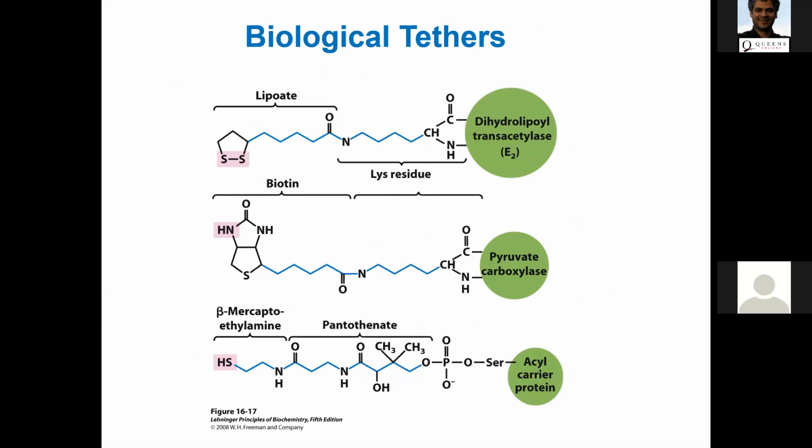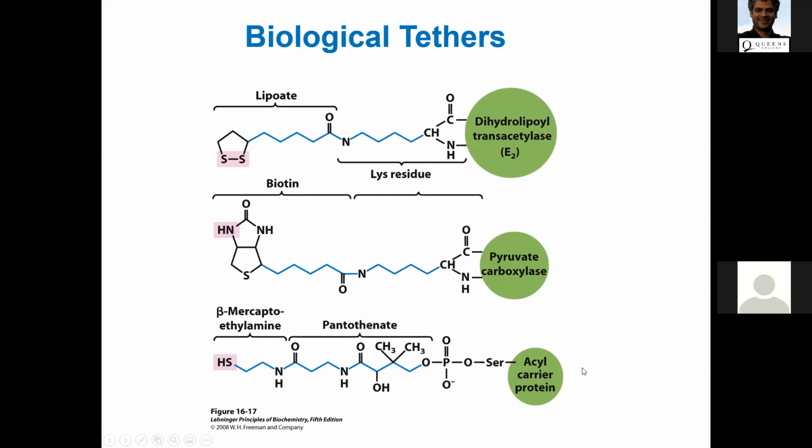Okay, so if you look here on the top, it's part of the E2 of the PDH complex, right? Dihydrolipoyl transacetylase enzyme of PDH. You can see that that's the lipoic acid. So the cofactor here is lipoate, right? And then you have pyruvate carboxylase, if you remember, we talked about this reaction at length and I even showed you the mechanism of this. You have biotin as the cofactor.